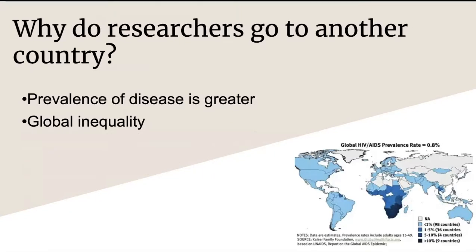So why do researchers go to another country? Typically, the prevalence of disease is greater in other countries for a number of reasons, but foremost, lack of access to resources. This stems from differing standards of care throughout the globe. For example, although the global standard of care for an infant with sepsis is IV antibiotics and supportive care, the common standard in Gadchiroli, India, used to consist of no medical intervention. We will discuss this example further in the coming slides.